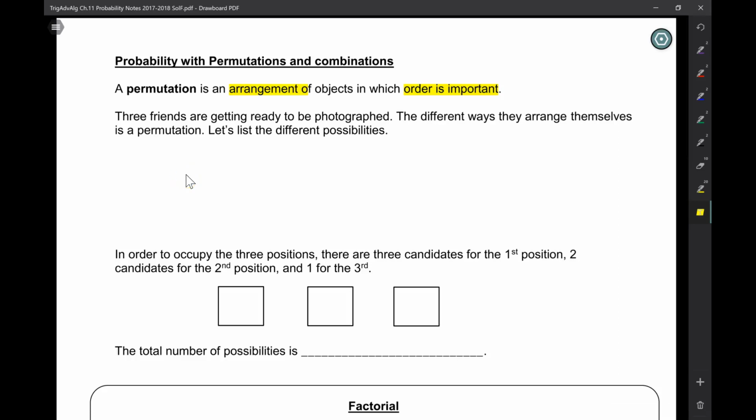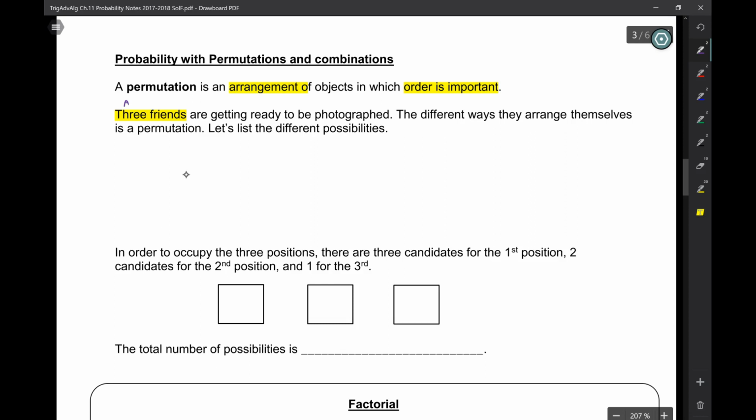All right, so three friends are ready to be photographed. The different ways they arrange themselves is a permutation. So let's list the different possibilities. We have three friends. We're going to be totally generic, and we're going to call them A, B, and C. And they're getting ready to be photographed. So what are the different ways that they could line up?